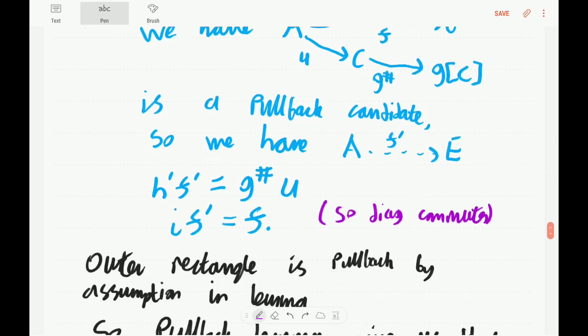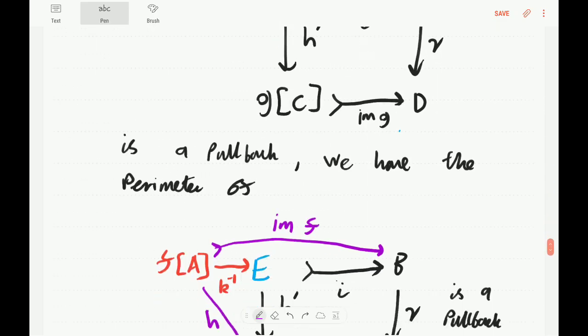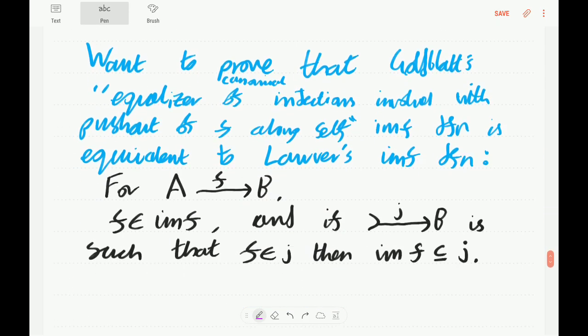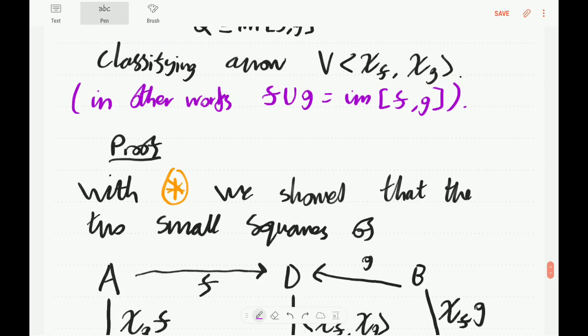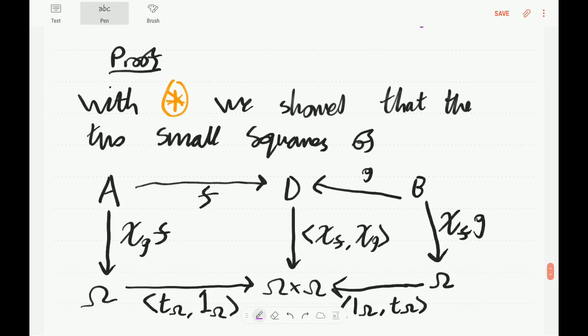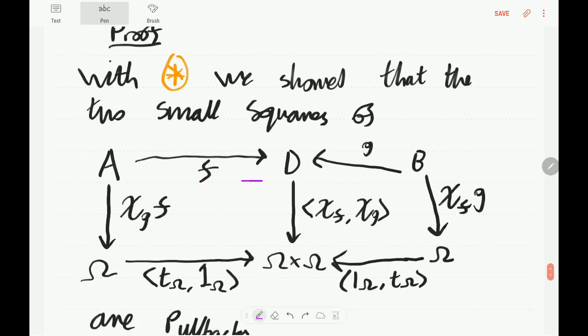So the proof then. Firstly, we want to show that the small squares in this diagram are pullbacks. Okay, so if you look at the picture, you'll see that there's a lot of symmetry here, and it suffices just to show that one of these squares is a pullback. So I'll do it for the left square.